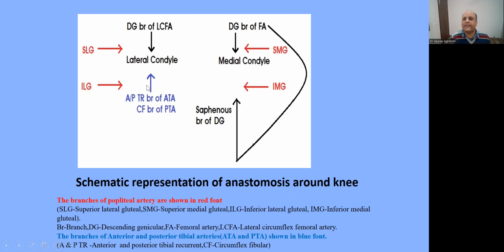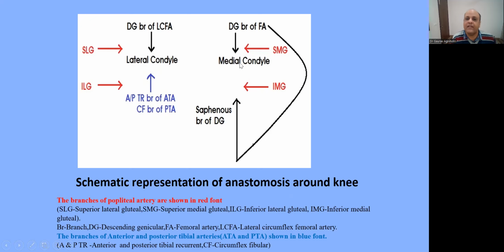Below the lateral condyle, this anastomosis is there between inferior lateral genicular branch of popliteal artery and anterior and posterior tibial recurrent branch of anterior tibial artery and circumflex fibular branch of posterior tibial artery. So the branches of anterior and posterior tibial arteries are shown in blue here.